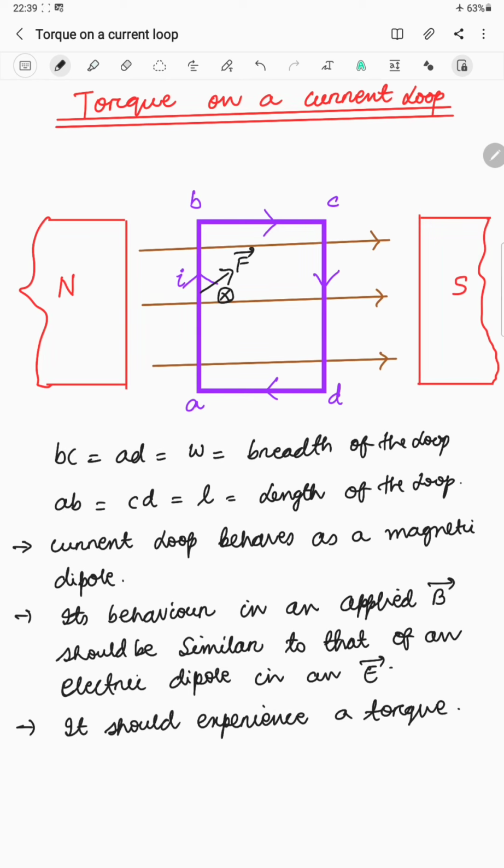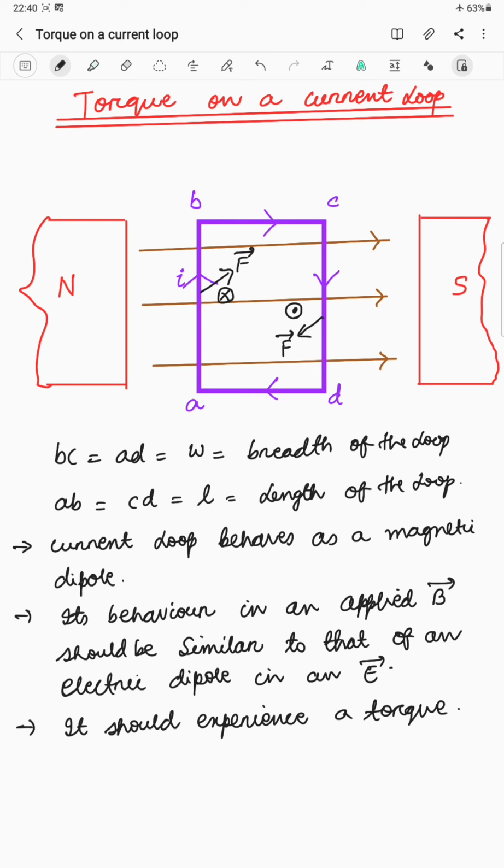Now what about the force on CD? The current is moving down, and the magnetic field is, you open all four fingers of the right hand towards the magnetic field, then you can see the palm is up. Here the force will be in this direction. So what does it indicate from cross and dot? That the force experienced by these two arms AB and CD are in opposite directions, for which it will rotate in the magnetic field.